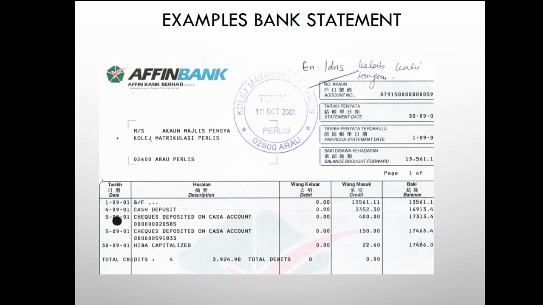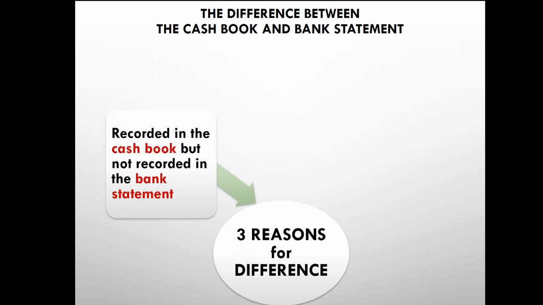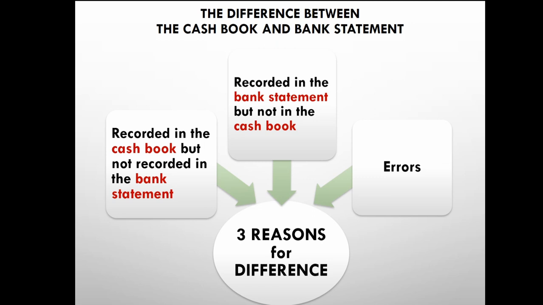Normally, the business will use a current account. There is a situation where the cash book and the bank statement will give different amounts. There are three reasons for differences. Number one, items recorded in the cash book but not recorded in the bank statement. Number two, items recorded in the bank statement but not recorded in the cash book. And the third reason, an item had an error in the cash book or in the bank statement.